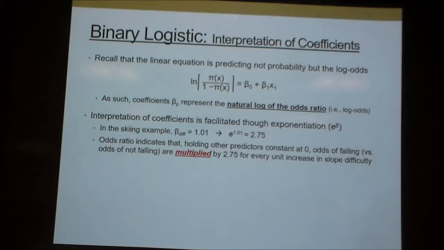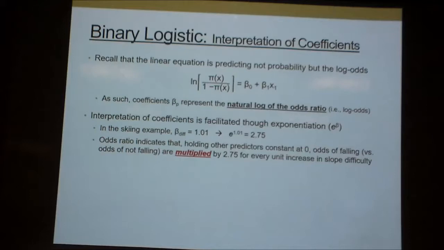So suggesting that if my slopes are easy, medium, and hard, my odds of falling increase by 2.75 if I jump from easy to medium. Or if I jump from medium to hard, my odds of falling would increase by 2.75, okay? But notice that this is multiplied.